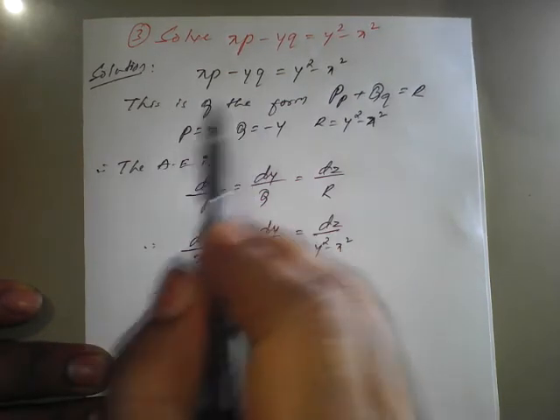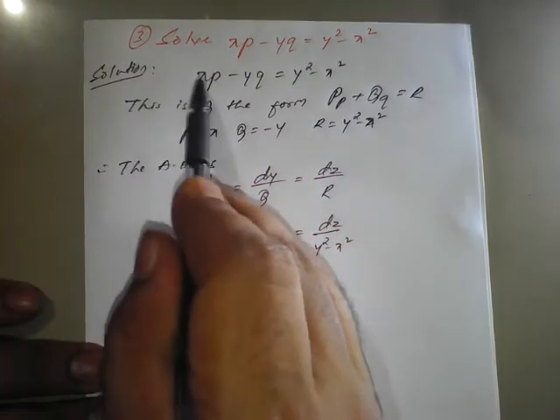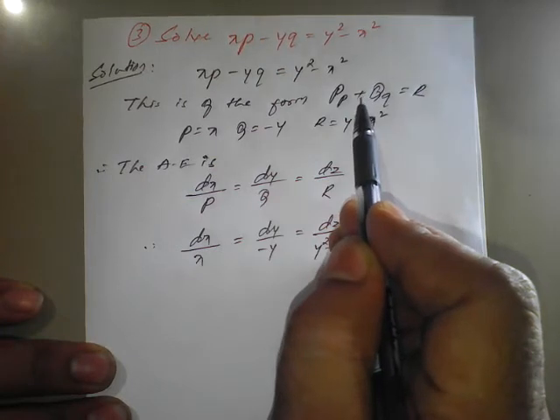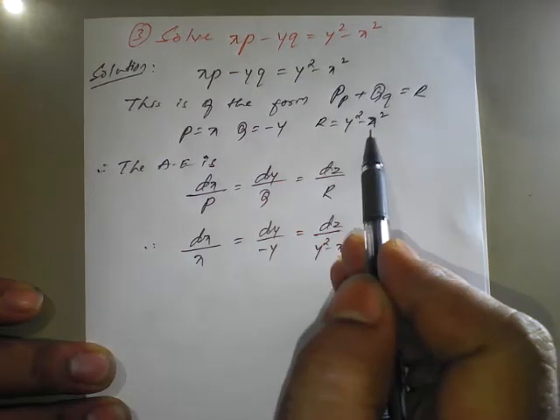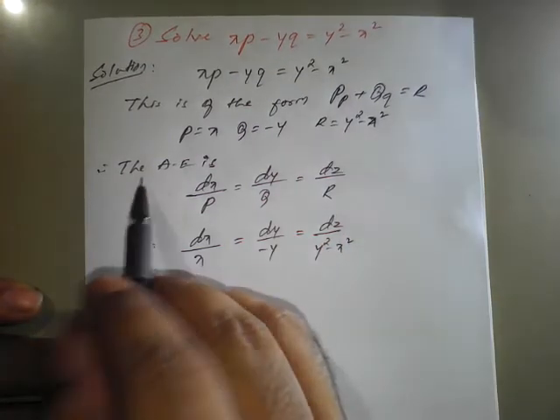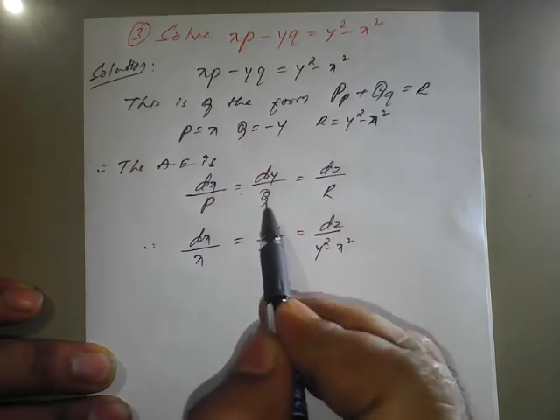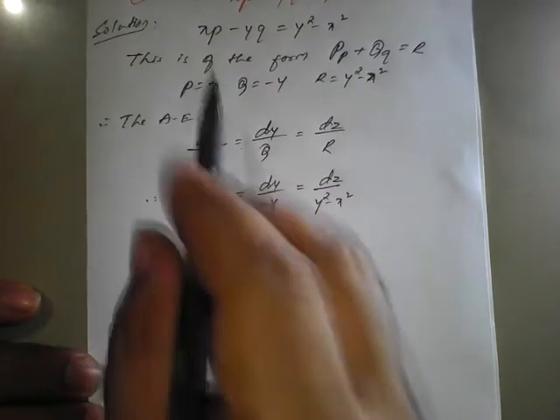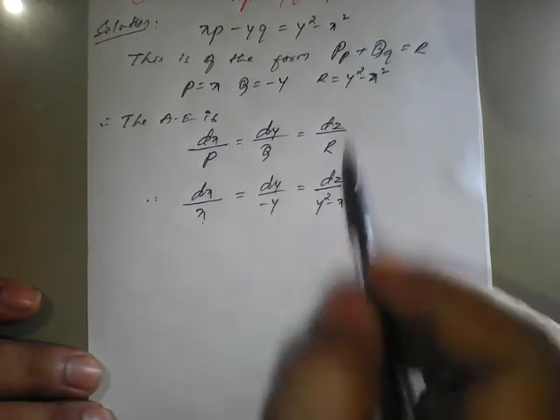You check, this is of the form Pp + Qq = R, where P is nothing but x, Q is nothing but minus y, because the standard form says plus, so that's why it is minus y, and the right hand side complete is the value of capital R. Therefore the auxiliary equation is dx upon P = dy upon Q = dz upon R, where you substitute P as x, Q as minus y, and R as y² - x².